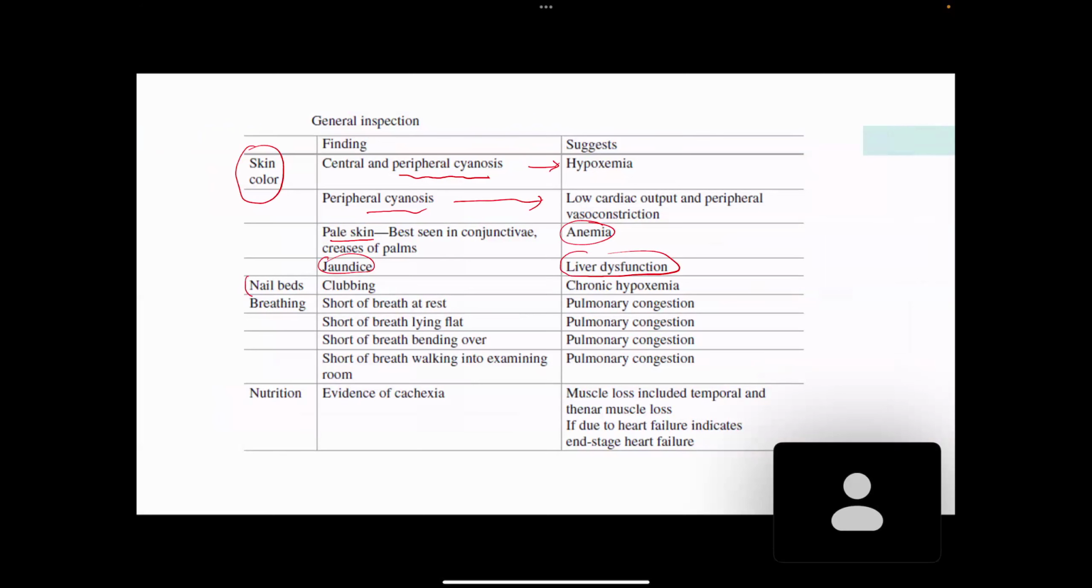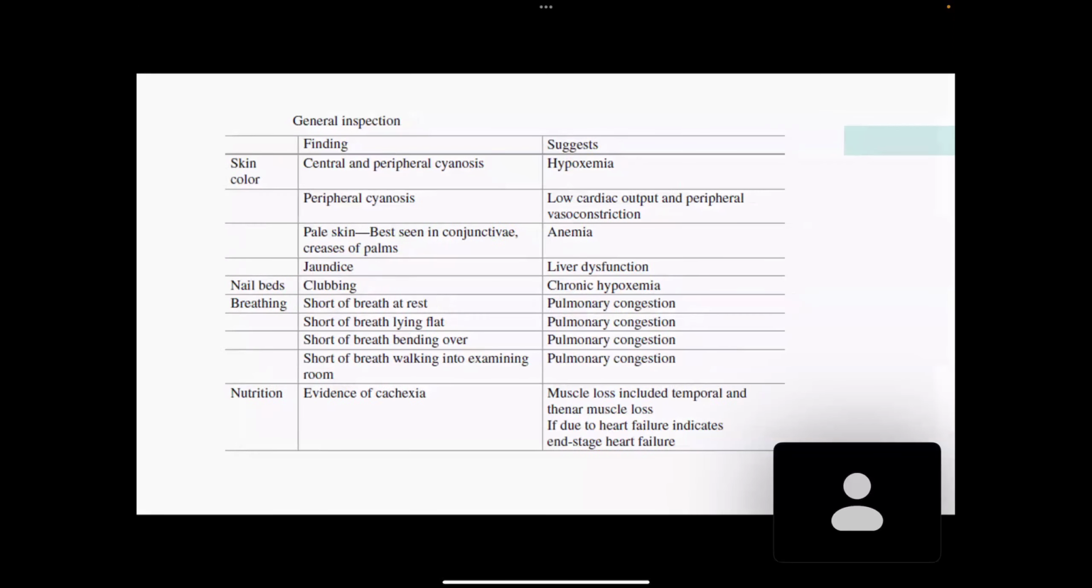Look at the nails, the second step. If there is clubbing, that means there is chronic hypoxemia and this patient probably has chronic heart failure. If there is any difficulty in breathing, it indicates that there is shortness of breath and that is because of pulmonary congestion. Assess the patient's nutritional status. If there is evidence of cachexia, that means the patient is in end-stage heart failure. So just by head-to-toe examination, you'll get so much information about the patient's status.